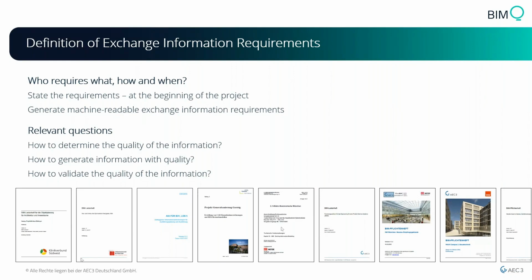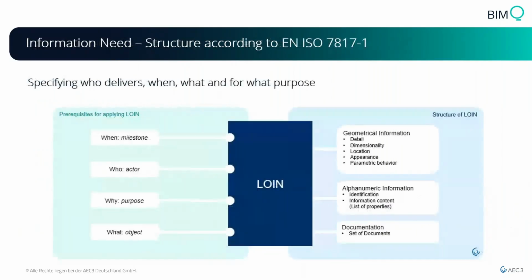We will look closer now. Here you can see the concept of LOIN. What does it mean? The concept describes the level of detail of BIM models. This includes our geometric information, our alphanumeric information, and of course, all the general conditions. When is the information required? These are our milestones. Who needs this information? This is our actor or our discipline. For what is the information needed? These are our use cases. And what information is needed? This is our delivery object.